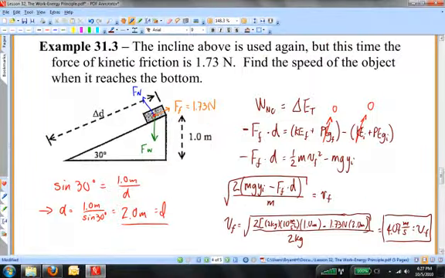This makes sense. Friction slows the thing down. It's not moving as fast at the bottom when friction acts as it was at the bottom when there was no friction. You remember in the problem before, we got 4.5 meters per second. Now we're just down to 4.1 meters per second.